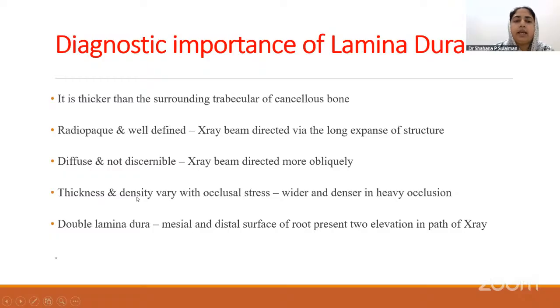The thickness and the density of the lamina dura is also found to vary with the occlusal stress on the tooth. So a tooth which is under heavy occlusion will have thicker and denser lamina dura, and a tooth which is not having any occlusion, if there are no opposing teeth, or in case of a submerged tooth, the lamina dura will be less thick and less dense. There are some cases where you can appreciate double lamina dura. This is mainly because there are two surface elevations on the root surface, so it will create a double lamina dura appearance in a radiograph.